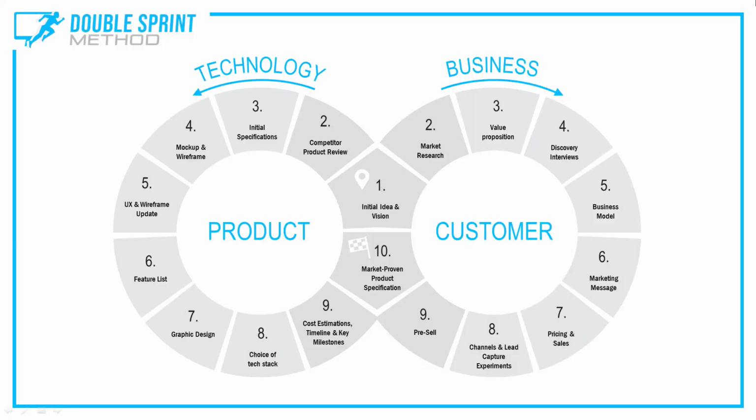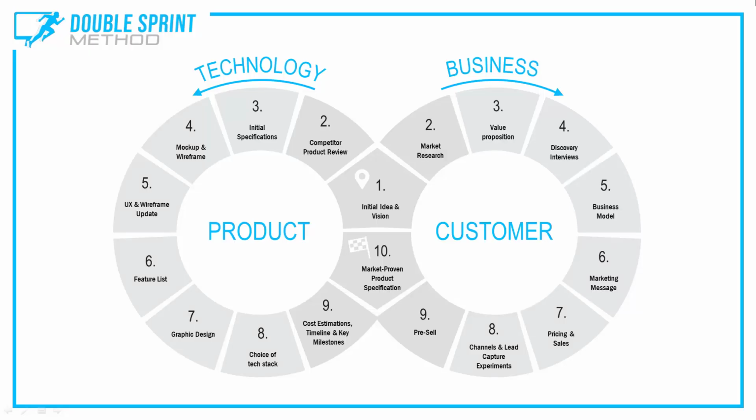Let me show you key steps of this method and why these steps are needed and what you should get from each of these steps. The double sprint method has two main focus areas: tech development and business development. It would be wiser to first of all say business development and only then tech development.